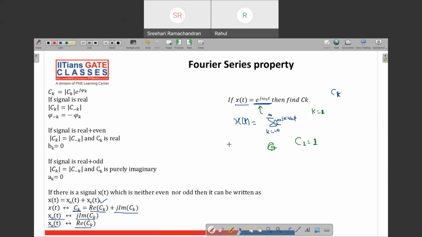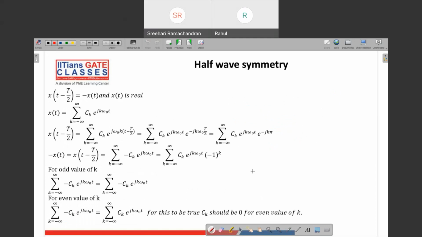Let me go to the next slide then. This is again an important topic for the Fourier series: what we call half-wave symmetry. Any signal satisfying this criterion, which means that when you shift the signal by half of the time period you get the negative of the same signal, and the signal x of t is a real signal, we call a half-wave symmetric signal.